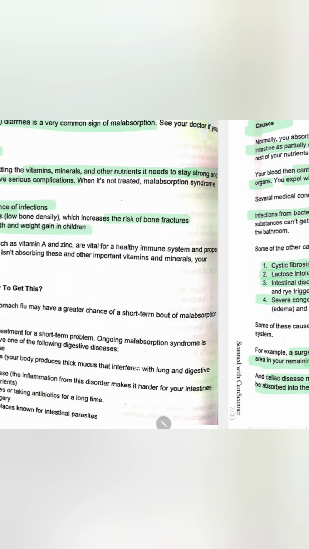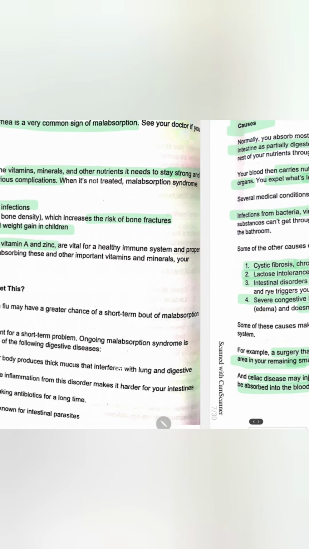Certain nutrients such as vitamin A and zinc are vital for a healthy immune system and proper growth. If the body is not absorbing these minerals and vitamins, health can suffer. And who is more likely to get this? Children who have had a stomach flu may have a greater chance of a short-term bout of malabsorption, and one may not need treatment for a short-term problem.